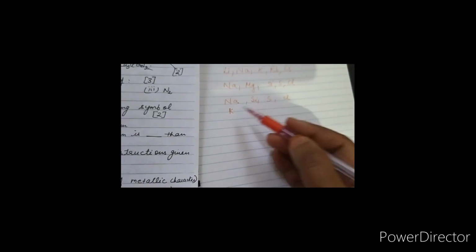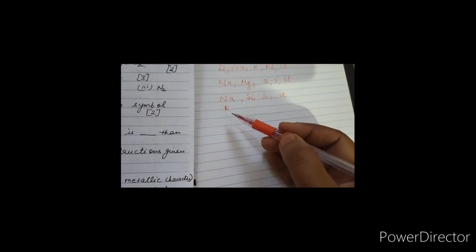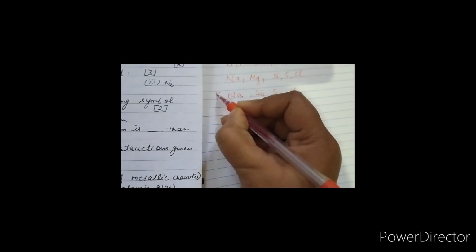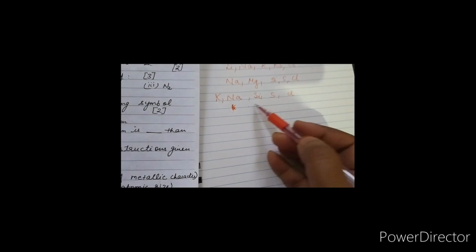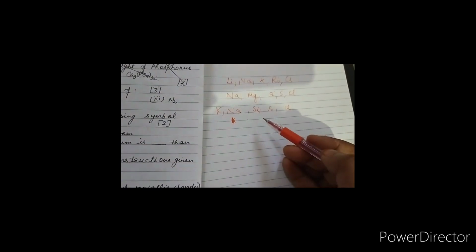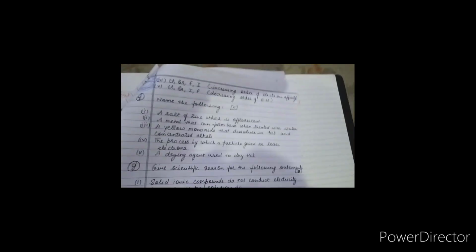Let's see increasing order of IP. Now IP here increases and here it decreases, and you have to put in increasing order. Means you have to put the lesser one first. So I will put potassium here in front of sodium because it has IP less than sodium. So the correct order is K, Na, Si, S and Cl. So these are the three answers for the arrangements as given in the question.